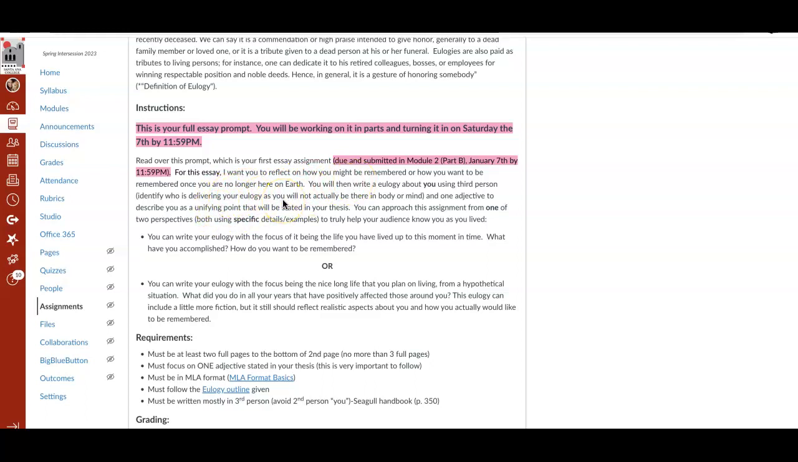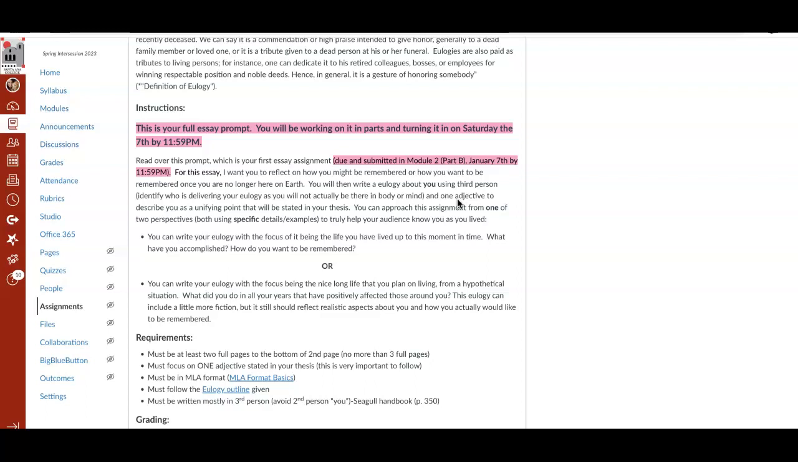You are deceased, so you are not giving the eulogy yourself. You will not be using I and me. You're going to be having someone give your eulogy and write it from that perspective. You will write about you using third person mainly, and you want to focus on one adjective. So you will need to know what an adjective is and make sure you have one in your thesis. Not two, not three, just one.